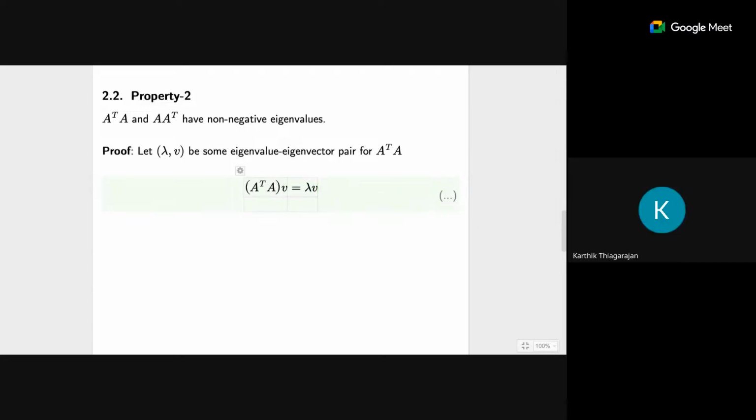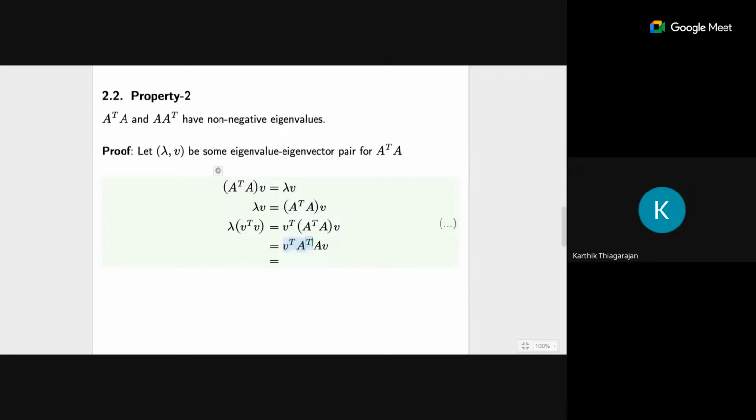Now, what do we want? We want to show that lambda is never negative. So we multiply both sides by v transpose. Why do we do that? Because if you multiply by v transpose, you get v transpose v on the right-hand side, which is useful. I'll swap the LHS and RHS to make life easy. Multiplying by v transpose on both sides, we get lambda v transpose v equals v transpose A transpose A v.